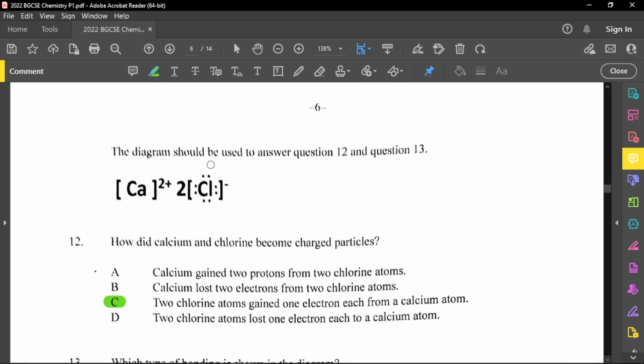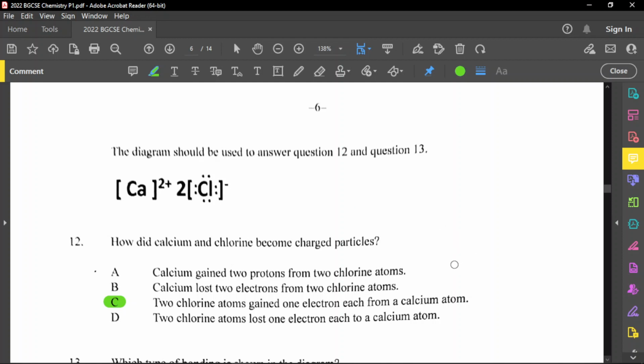As a matter of fact, it's a diagram. The diagram should be used to answer question 12 and question 13. So we have calcium 2 plus here, and we have chlorine, which is negative 1, but is multiplied by 2. And of course, you're going to see the reason why. It's kind of the same concept as up top. We cross over the charges to determine how many atoms of each you require. So if calcium is 2 plus and chlorine is negative 1, we're going to require only 1 calcium and 2 chlorine to make it a full, neutral compound.